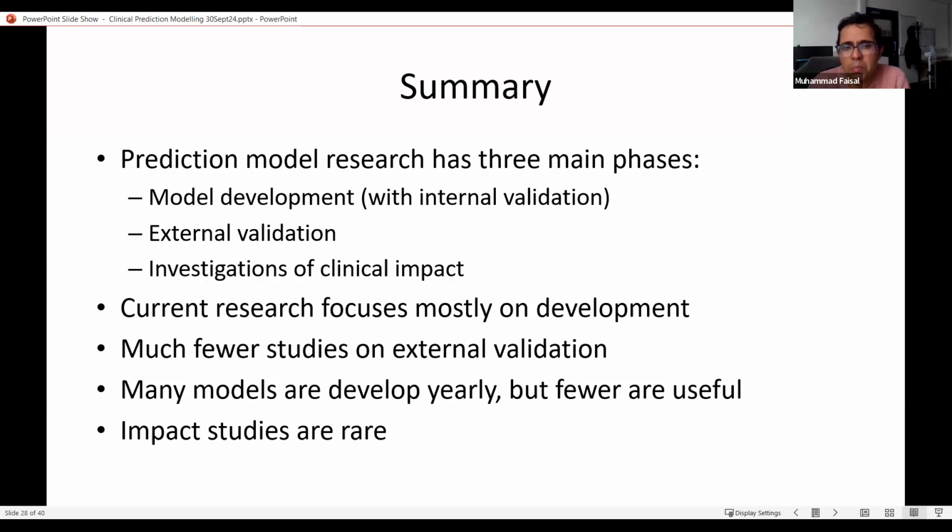And then these models are developed, but they're not really updated. As I gave you the example of COVID, 700 models were developed, but who knows how many of those will really go into use in clinical settings. And their impact studies are really rare.